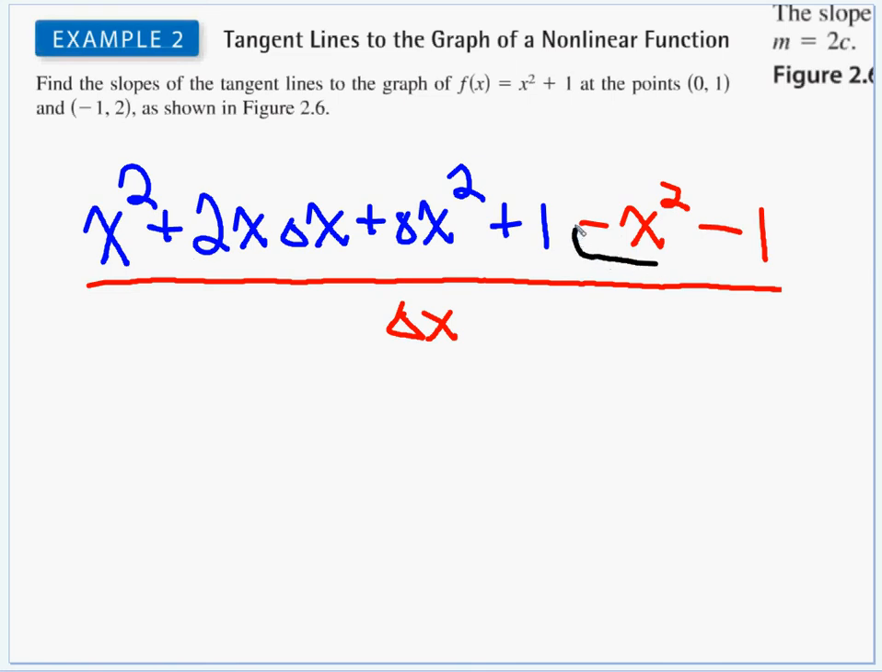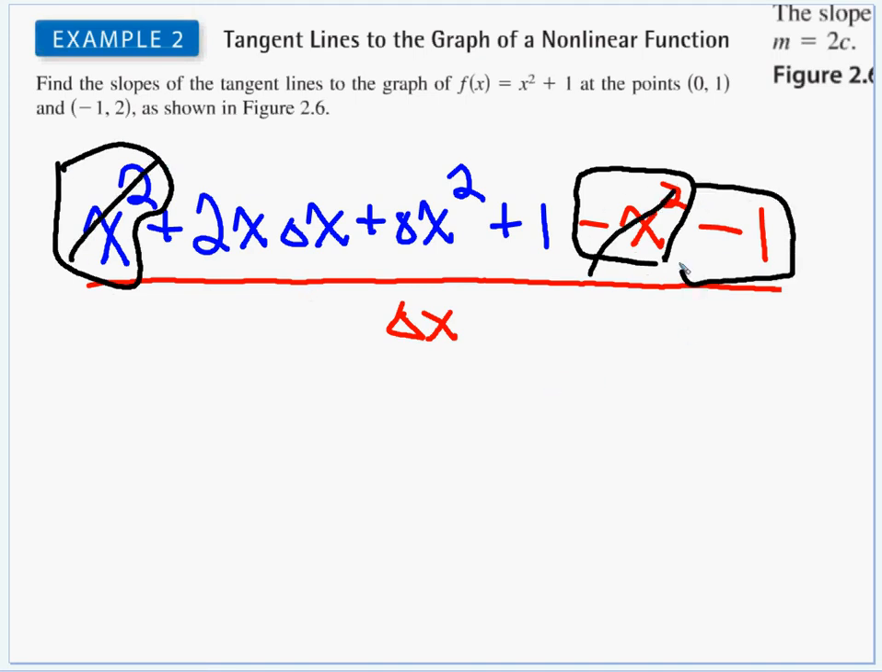Okay, here we got a negative x squared, and right at the front we got a positive x squared. Those are going to cancel. We've got a minus 1, and here's a plus 1 to cancel it out. Notice the second use of the function up here. All the stuff I did in red ink canceled out.